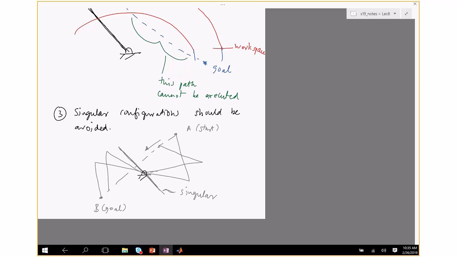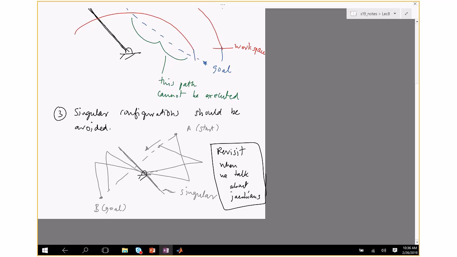This is something you do not have to know right now. We'll be talking about Jacobians in the next part. That's where I will come back and show you why you do not want singular configurations. So we'll revisit this in the part on Jacobians. Okay, so for now, you can forget about this.